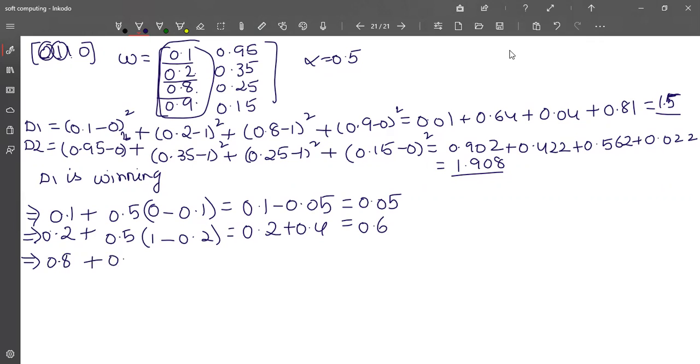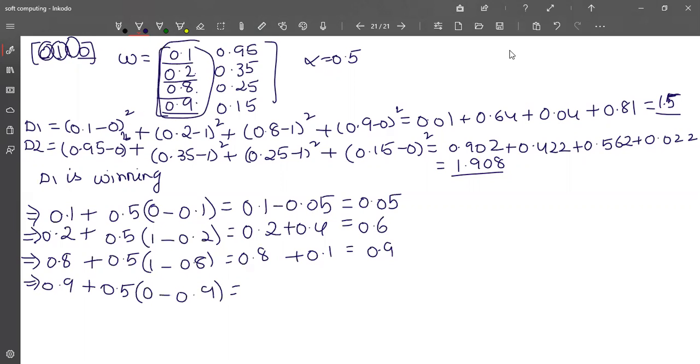Now let's update 0.8. 0.8 plus our learning rate 0.5 and our x3 is 1 minus old weight 0.8. So 0.8 plus 0.1, that is 0.9. And let's update the final one. Old weight 0.9 plus alpha 0.5 into our x4 is 0, 0 minus our old weight 0.9. So 0.9 minus 0.45. So this gives us 0.45.